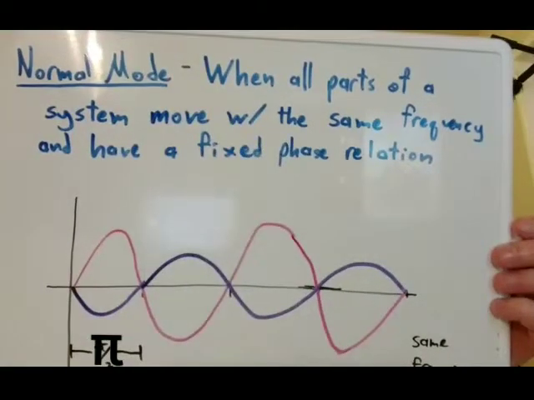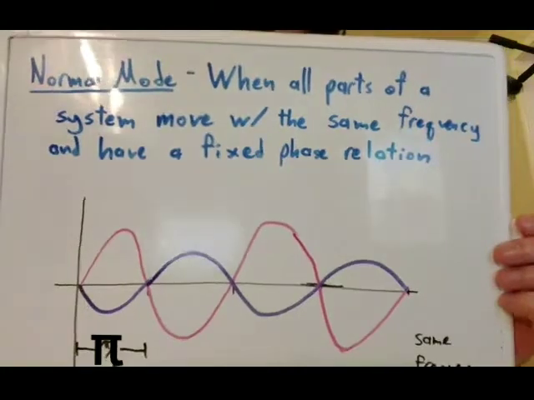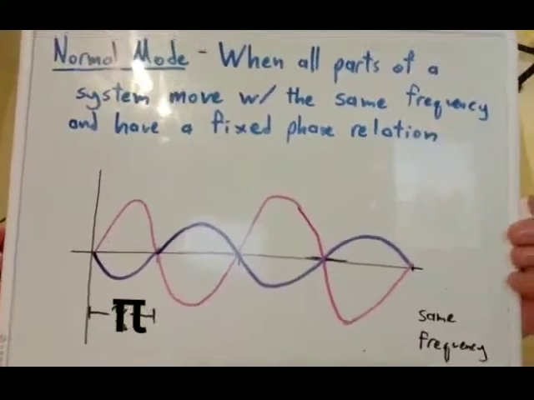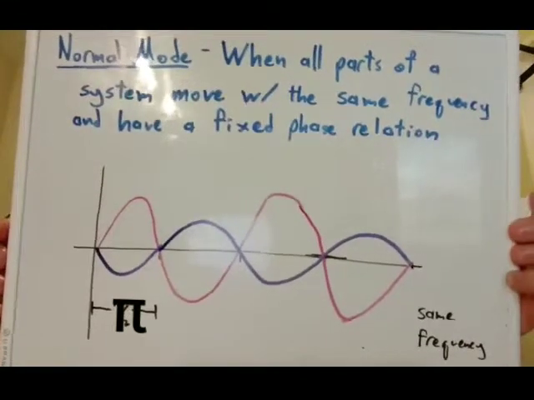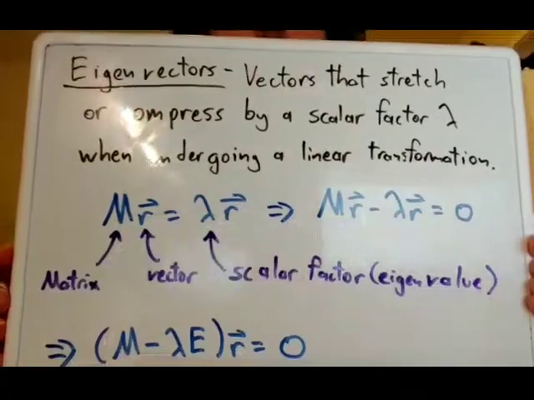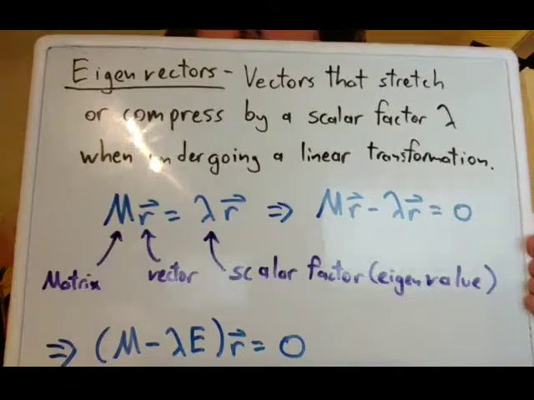A normal mode is when all parts of a system move with the same frequency and fixed phase relation. As in this graph, we have two functions that have the same frequency, but they have a fixed phase relation of pi.